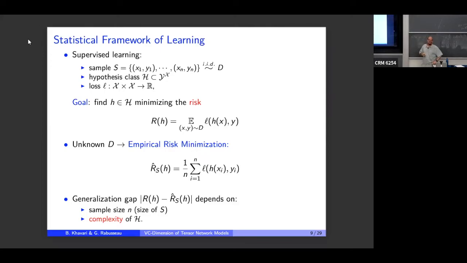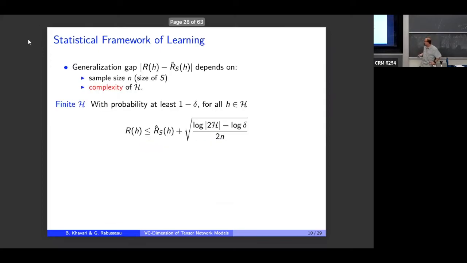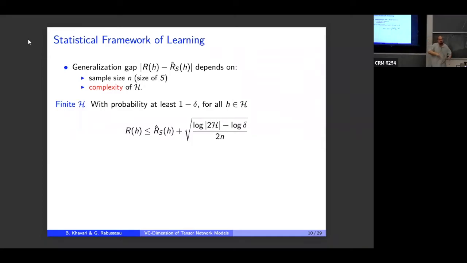Any other question? So yeah, this idea of complexity of H, for example, in the most simple case where H is finite, you can get this kind of result. With probability 1 minus delta, the true risk will be bounded by the empirical risk plus this term that decays to 0 as n goes to infinity, where n is the size of my sample. But the size of my hypothesis class plays a role here. The more complex my hypothesis class is, the larger this term is, and the more samples I need to reach the same kind of accuracy.